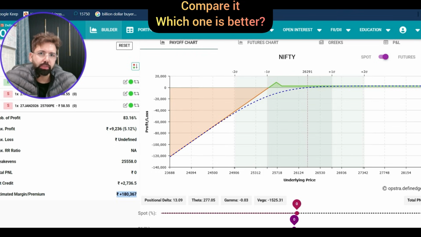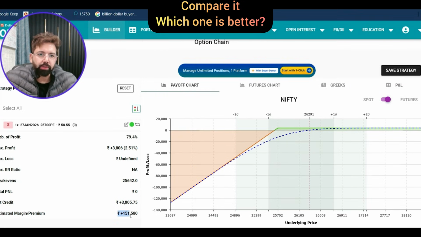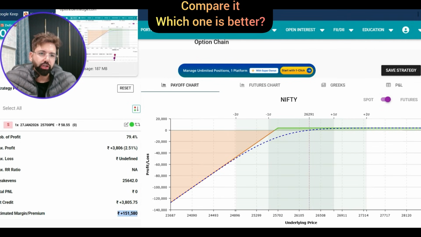This is as per the simulator, whereas here it's 1.51. So here you can compare the margin estimate of both strategies. It's not much of a difference, but the difference is in the maximum potential of the strategy. But we are not done yet.